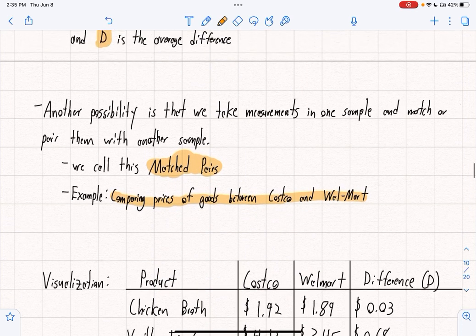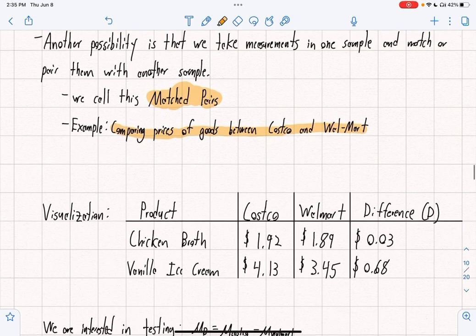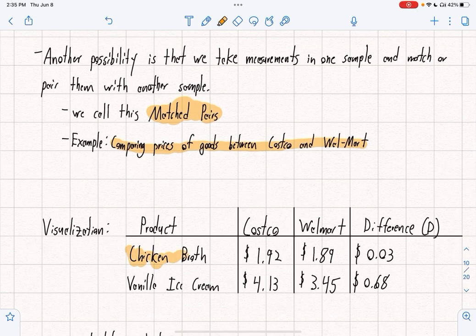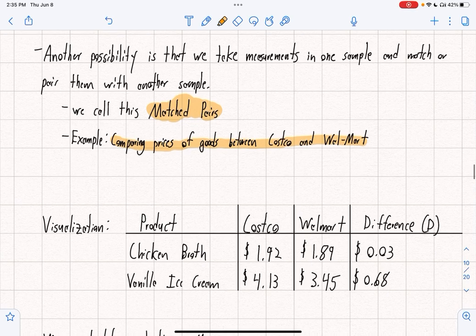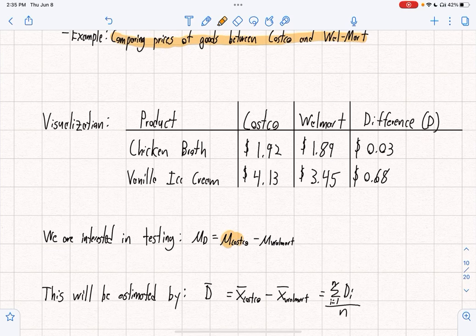Right? It makes sense because if you're measuring my weight before and after a program, those aren't independent samples. They're dependent on what I do in that time. Same with these, like the chicken broth price is not independent between Costco and Walmart. We would expect there to be similarities. So those aren't independent pricings. So here, in this example, we're taking the difference. We're doing the average from Costco minus the average from Walmart. And again, we estimate this the same way. D bar is just the average difference, or the sum of the differences divided by the number of differences.